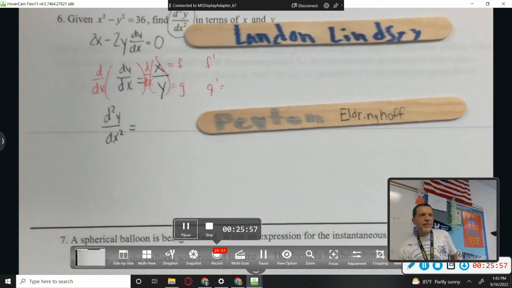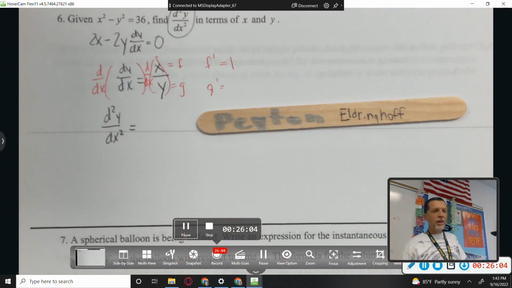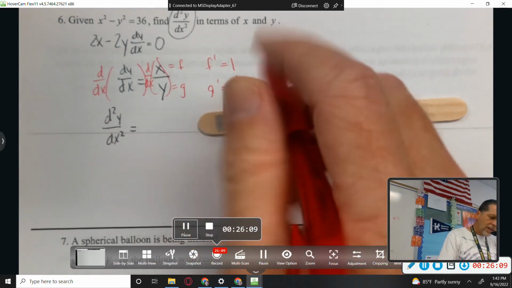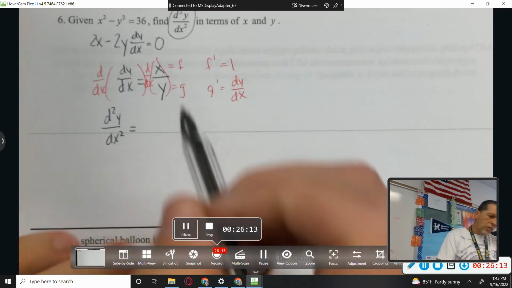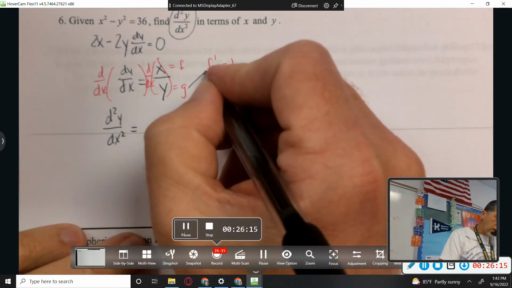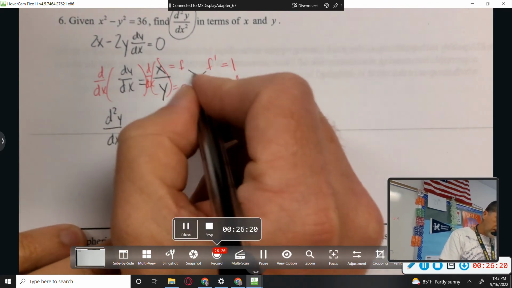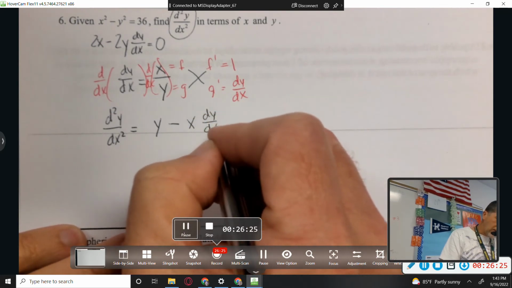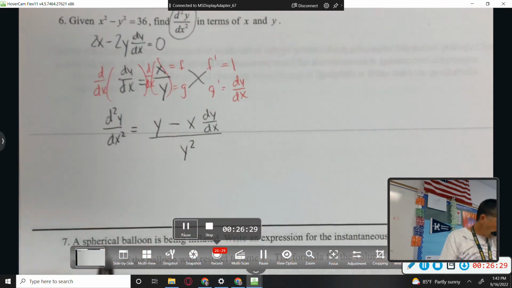Landon, if f is equal to x, what's f prime? 1. Peyton, if g is equal to y, what's g prime? Good, dy dx. And so now it's just the quotient rule, gf prime minus fg prime. gf prime, so that's just y, minus fg prime, x dy dx, all over g squared, y squared.